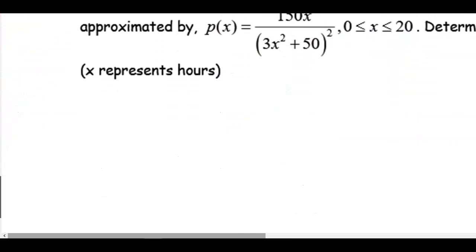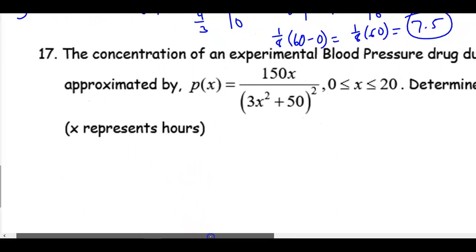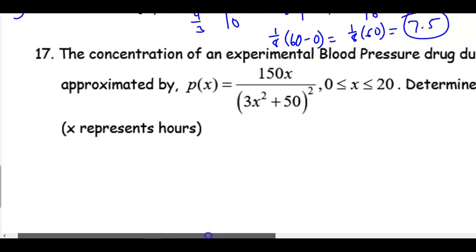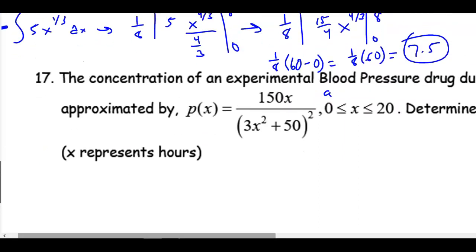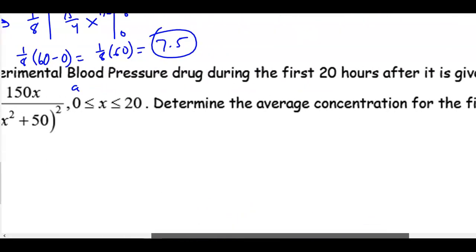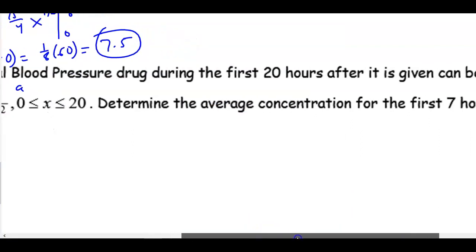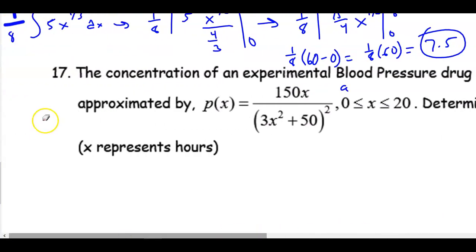Now, for the last problem of the evening, or my evening, shall I say. Let's do A, actually, A, and then B, guys, is going to be 7. All right, because it says it right here. It says determine the average concentration for the first 7 hours. All right, so B is 7.